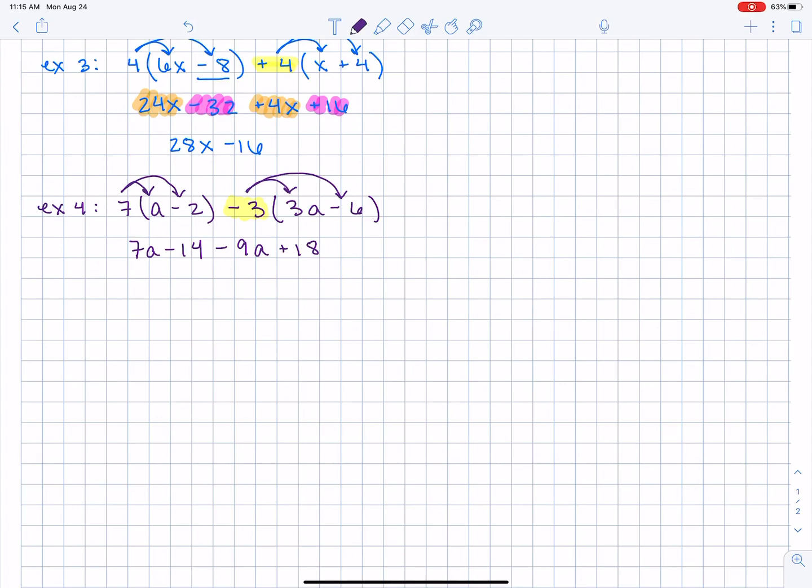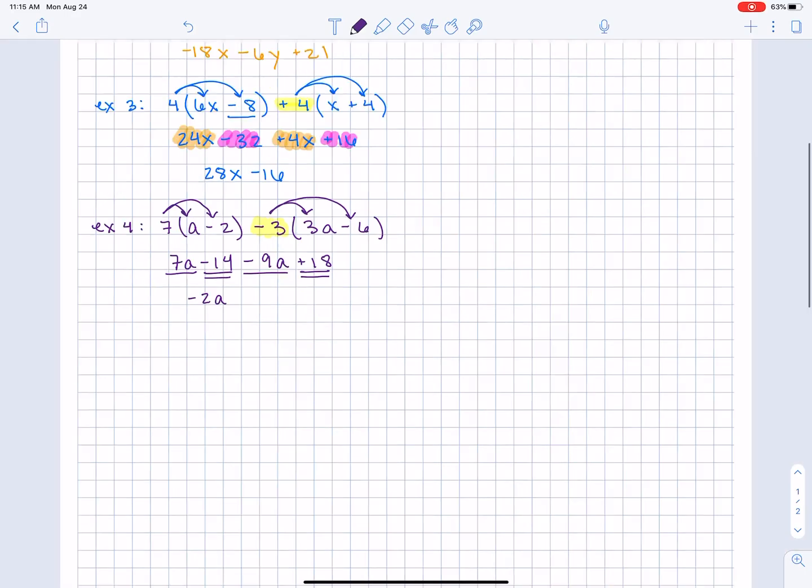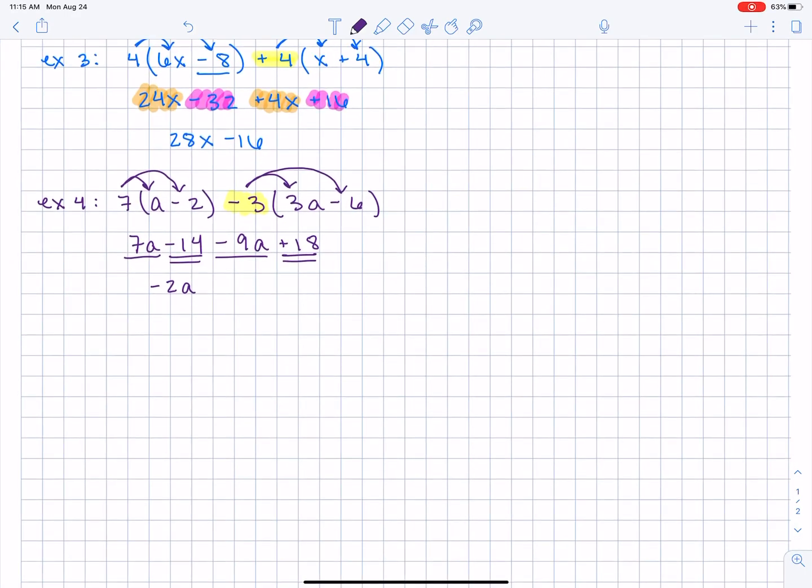We need to go ahead and combine some like terms. I'm not going to use my highlighter, because if you don't have a highlighter at home, you can of course go ahead and kind of underline some things. I like to double underline for different like terms. So 7a minus 9a, that's going to leave me with a negative 2a. And then we have a negative 14 plus 18. Plus 4. And that's my final answer for that one.